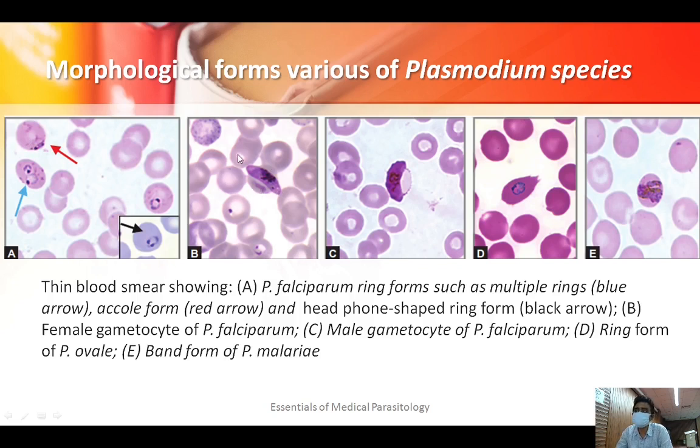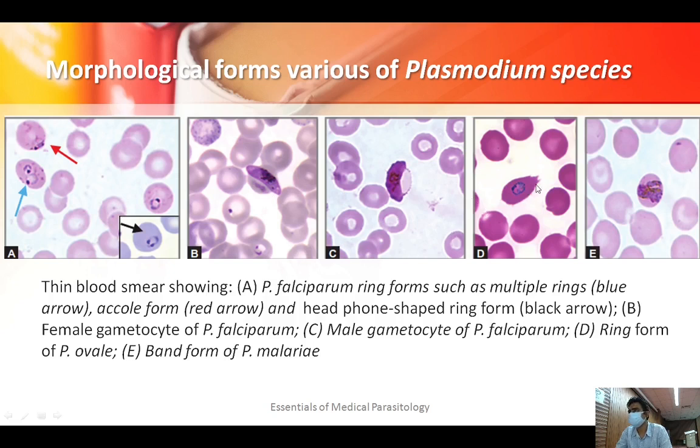And here you can see the gametocyte. This is more rounded, the nucleus is more diffuse. These are the ring forms again. This is for falciparum. Here also falciparum, you can make out. Okay, so this is the female gametocyte, this is the male gametocyte.